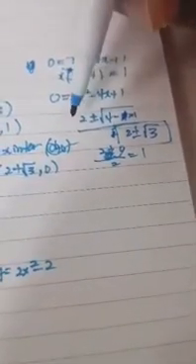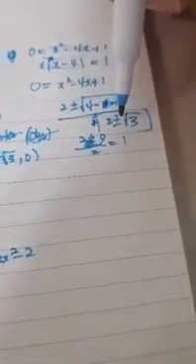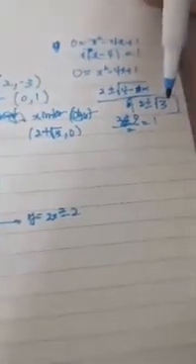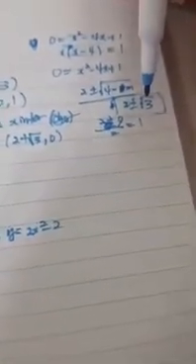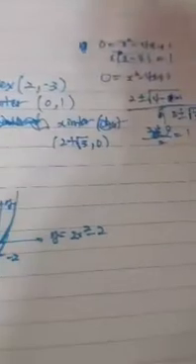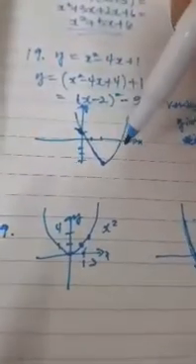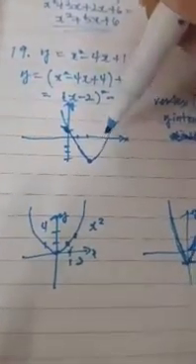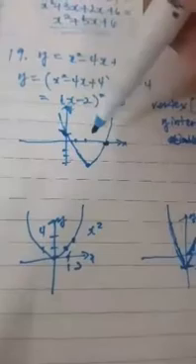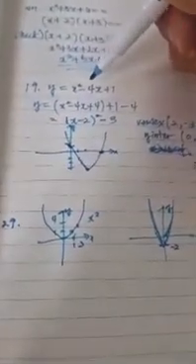formula here. So negative b over 2 plus or minus the square root of 4 minus 4ac, which is 1, and 2 plus or minus root 3. But since we're dealing with the larger side, it should be 2 plus root 3. So it must be somewhere here. And after I connect these 2 points, I get this graph. And that's the graph for y equals x squared minus 4x plus 1.